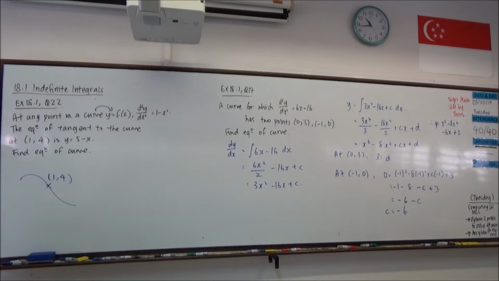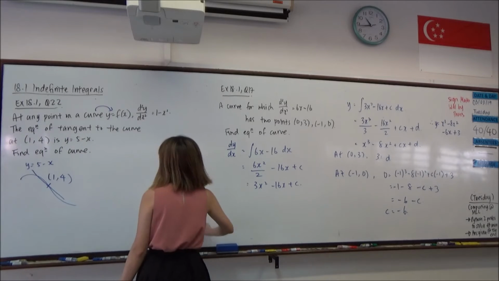Okay, 1, 4, and then the equation of this tangent. Sorry, my tangent is not well drawn. Okay, we'll have this equation y equals 5 minus x. So we want to find the equation of the curve. Right? What will you all do first? Find dy dx. Okay, find dy over dx.